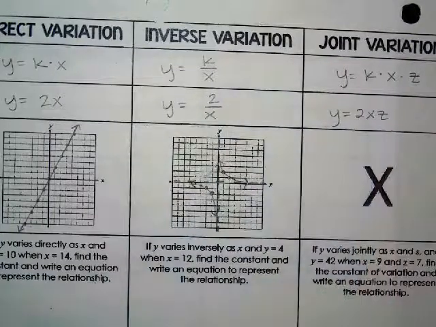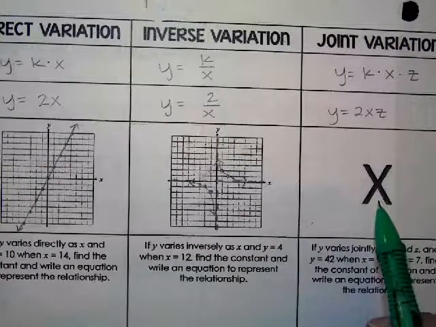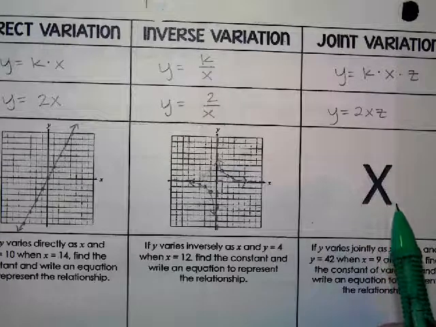So 2xz. We're not going to graph that. Any idea why we're not going to graph that? Yeah, we got a z-axis. That's a 3D drawing, and I don't know about you, but I'm not very good at drawing in 3D. Some of you guys could probably do that, but I cannot. Okay.